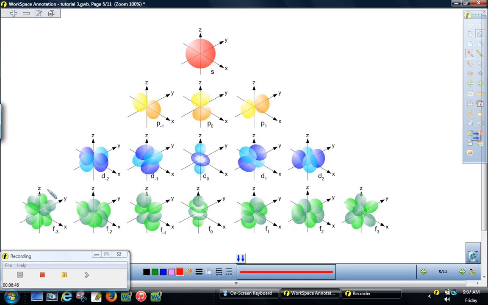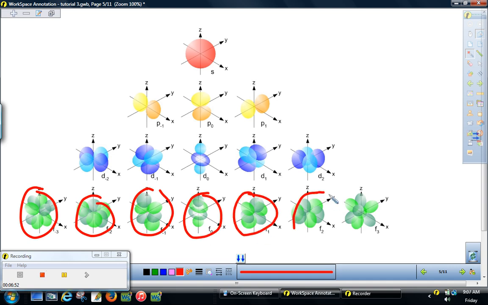Pretty tiny here, but this is 1 orbital, 2 electrons can go here. Here's a second orbital, 2 more electrons. So each one of these pictures refers to one of the orbitals. And so 7 orbitals, that's where we get our maximum of 14 electrons.